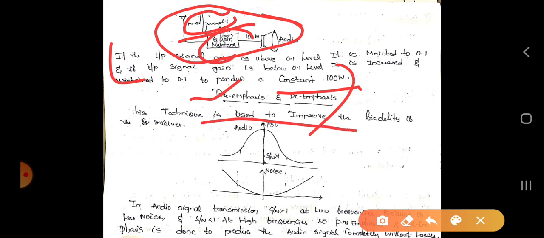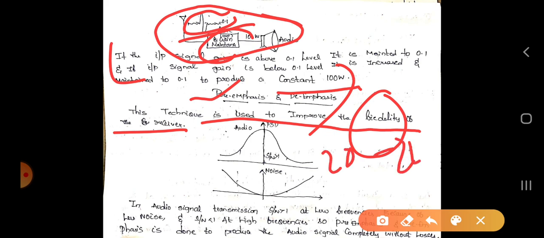This technique is used in order to improve the fidelity of the receiver. I have already told that fidelity is nothing but the ability of the receiver to reproduce all frequencies of the signal, that is the audio signal which you are using here. So it has to reproduce all frequencies from 20 Hz to 20 kilohertz. For that we are using the pre-emphasis and de-emphasis technique.